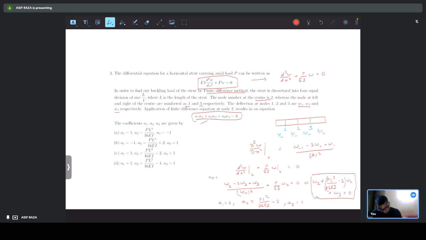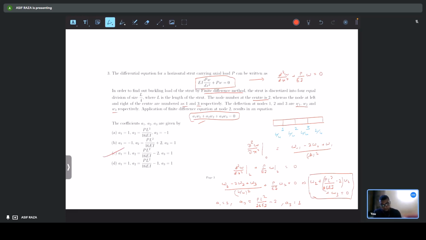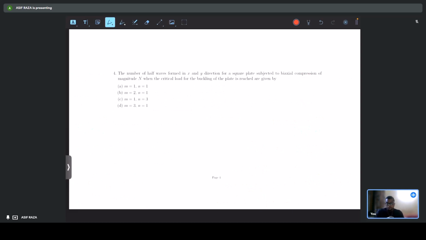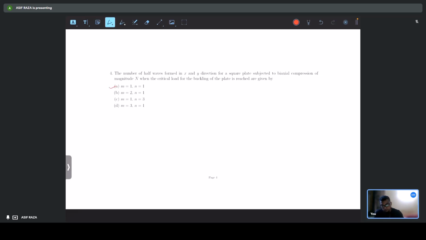So the correct option would be option C. Let's move on to the next question. The number of half waves found in x and y direction for a square plate subjected to biaxial compression, when the critical load for the buckling of the plate is reached, are given by. This is simple, just option B, the first: m equal to 1 and n equal to 1.